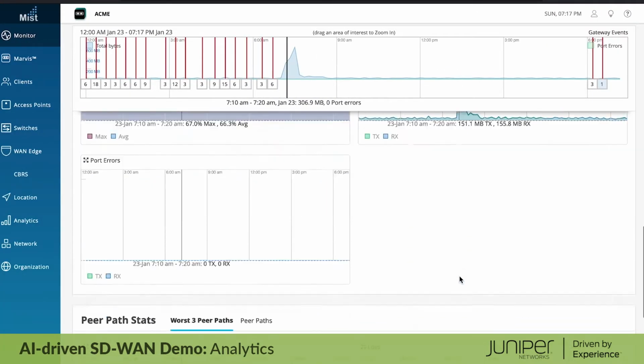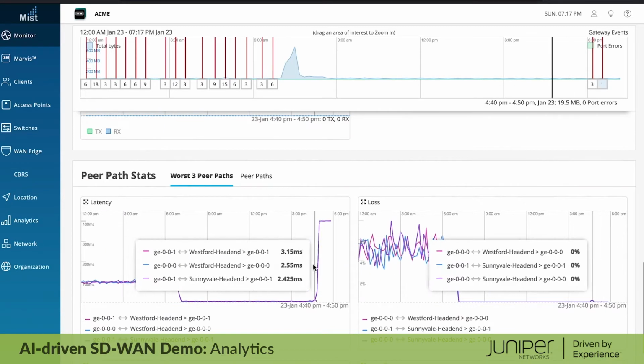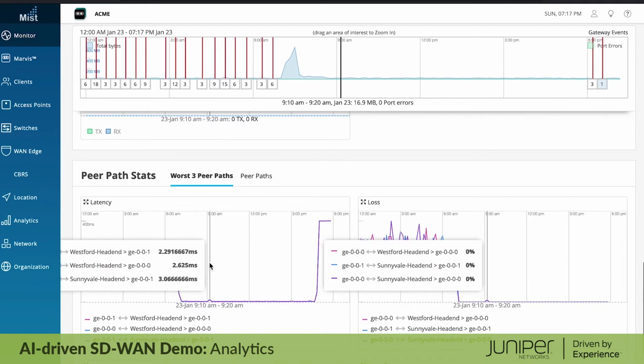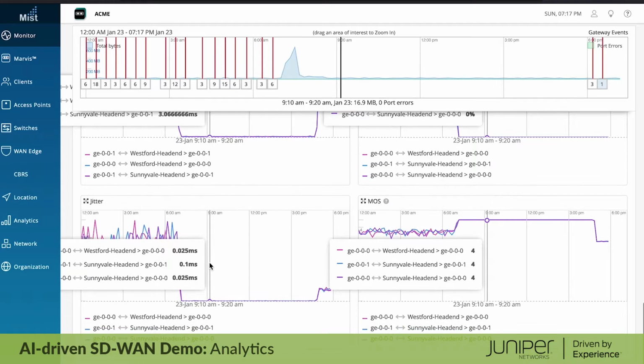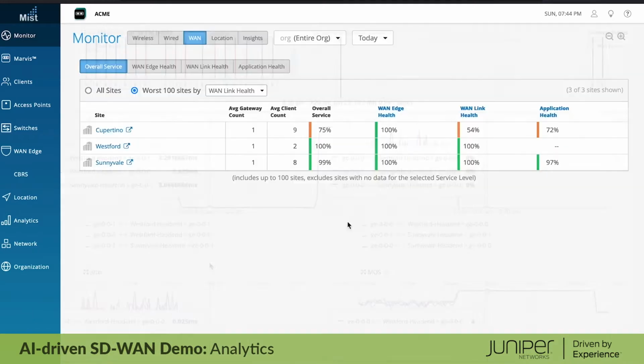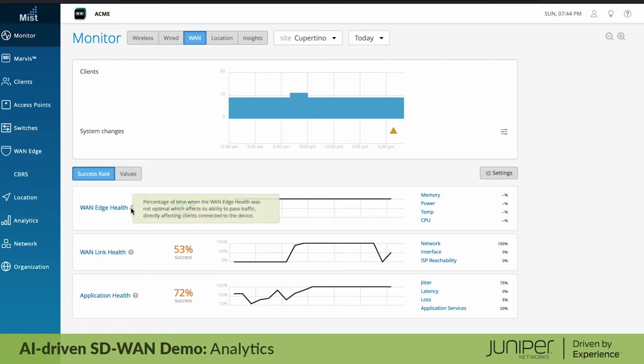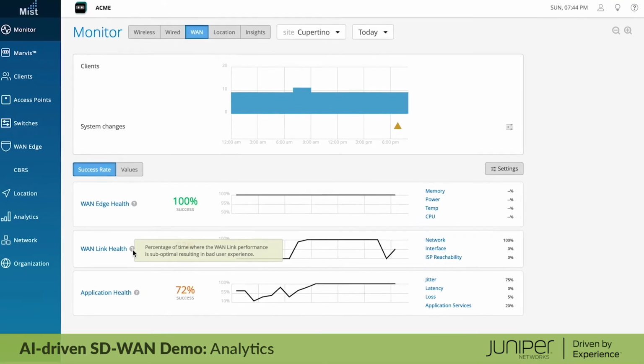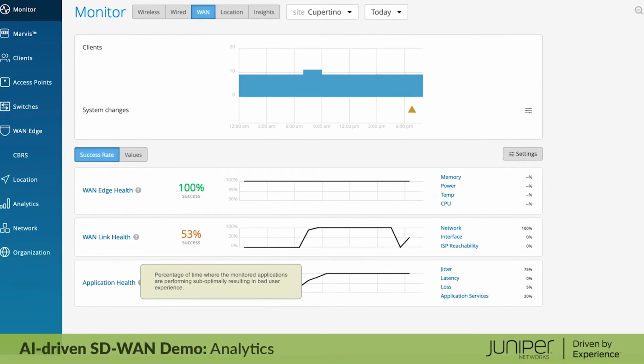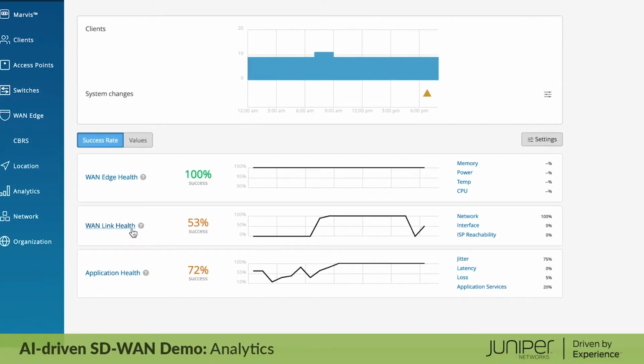Further down, key WAN edge device performance data is plotted in a set of charts such as System Resource Information and WAN Performance. Some of the useful SLEs, or service level experiences, we can get from the Session Smart Router are health of the router, health of any WAN links, and health of the applications being accessed.